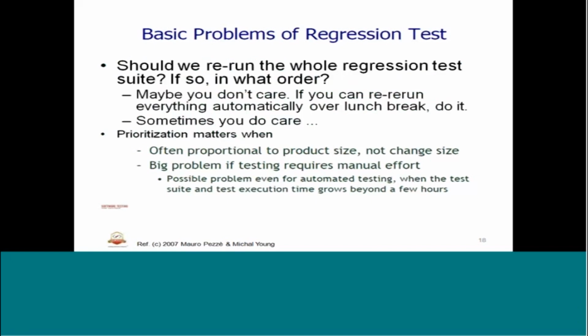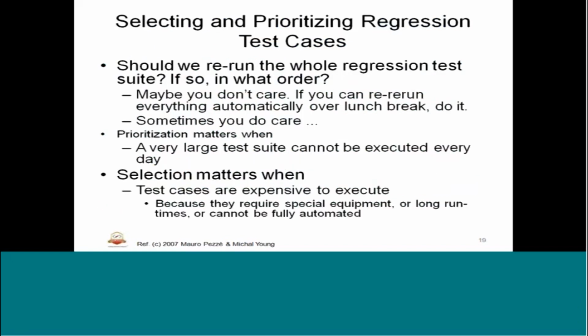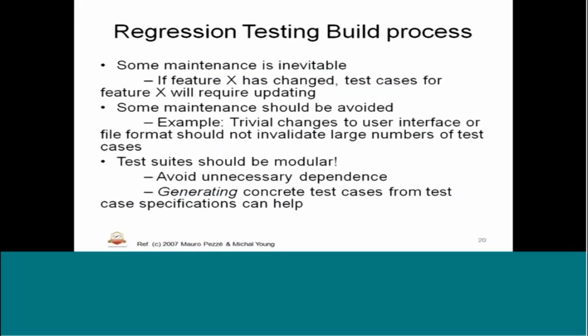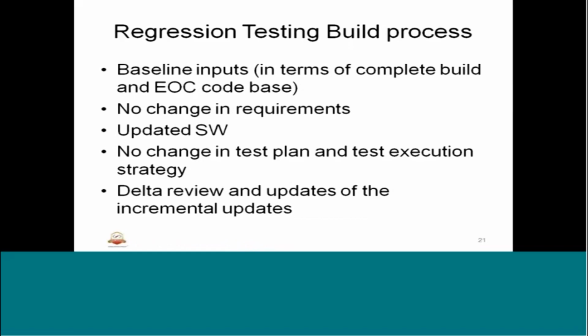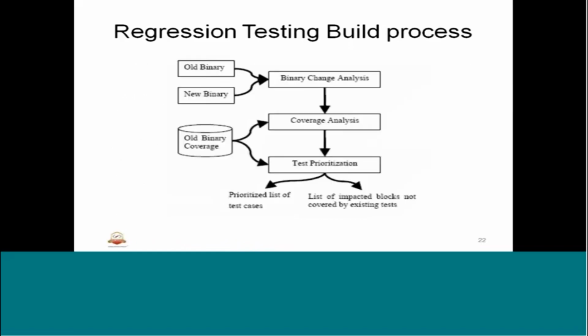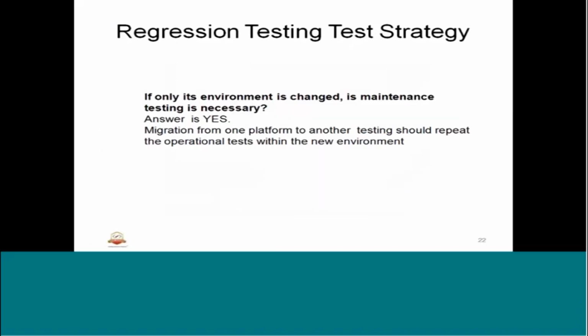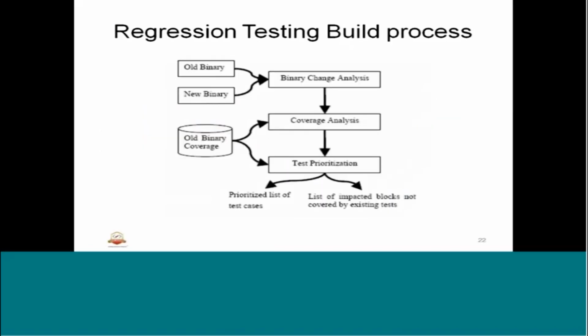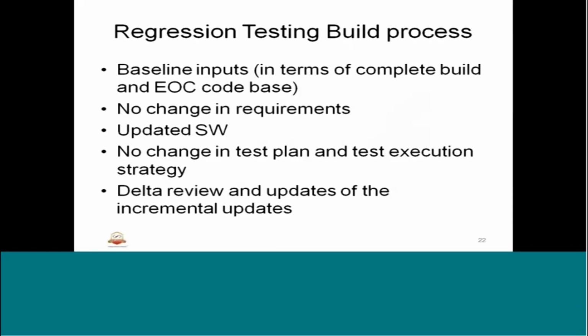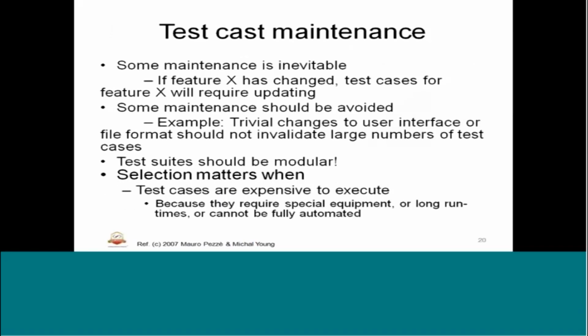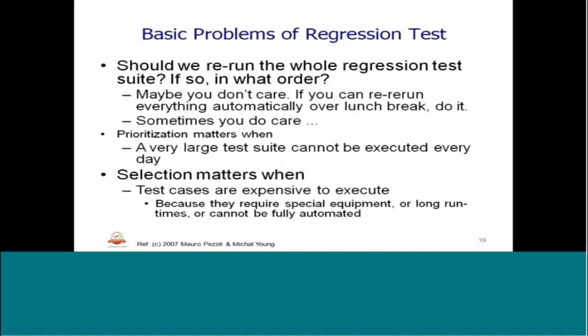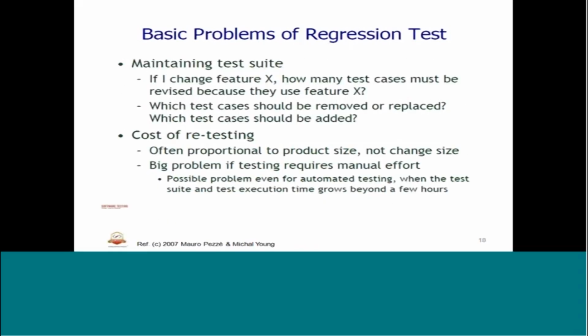Okay, so we will try to study more on selecting and prioritizing the regression test cases, test case maintenance, how we are going to build the build process for regression test, and we will try to see an example of how regression testing is processed in terms of build process in the next class. So we will conclude on the regression test in the next class, and with that we will conclude unit 4, which is the integration test and the regression test. Thank you.